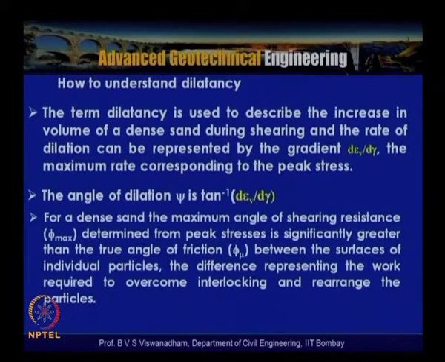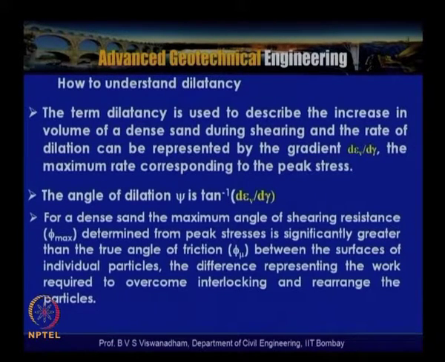So, we have the maximum peak friction angle, which is determined wherever we have tau peak. When you pick up these values and plot the Mohr Coulomb envelope in tau sigma space, the slope of that line, which has the peak shear stresses, is called phi max. And there is also the true angle of internal friction, which is the frictional resistance offered by the individual particles, and that is called phi mu.